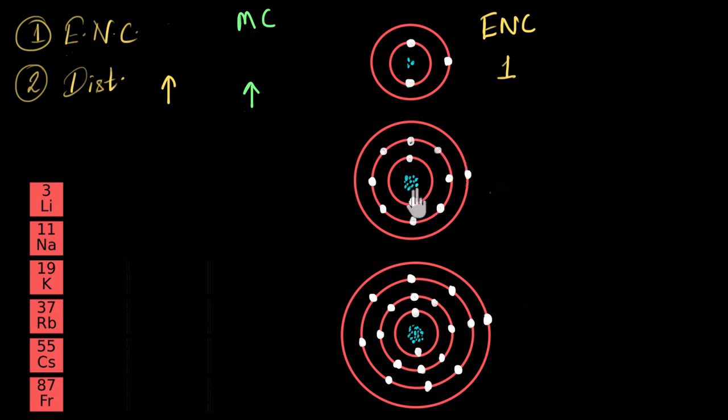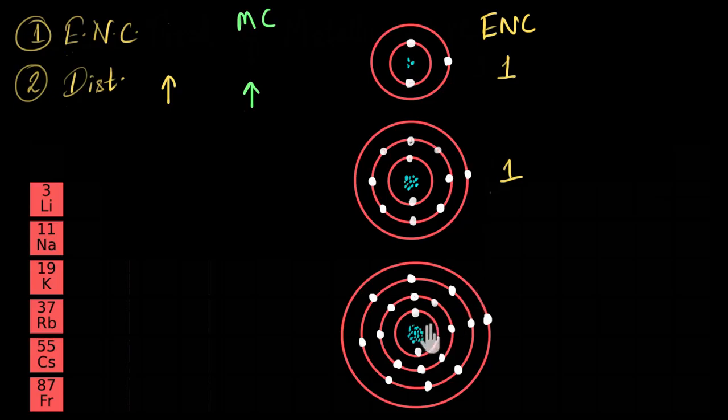Now let's talk about sodium. So sodium's atomic number is 11. That means it has 11 protons. Now this valence electron will be pulled by 11 protons, but it's also being repelled by 2 plus 8, 10 electrons. So being pulled by 11, being repelled by 10. So 11 minus 10 is 1. So effectively speaking, this electron is also being pulled by 1 proton. Its effective nuclear charge is 1.